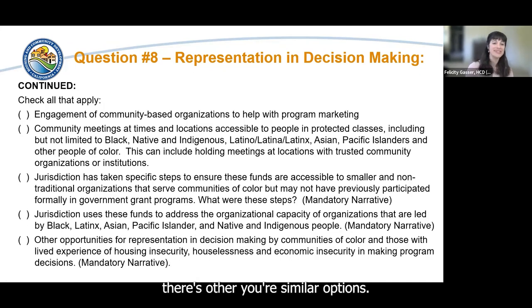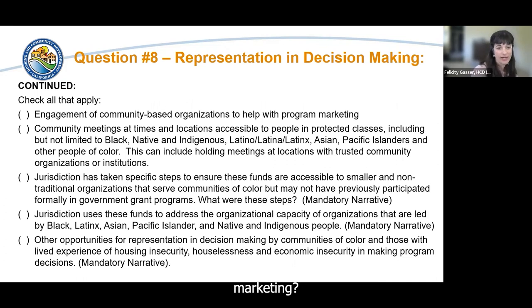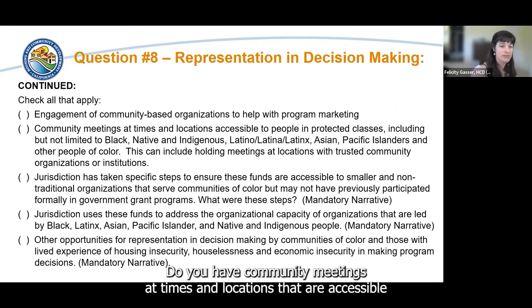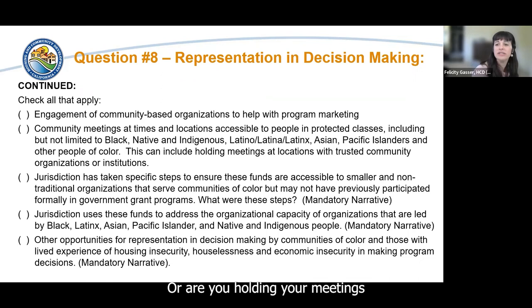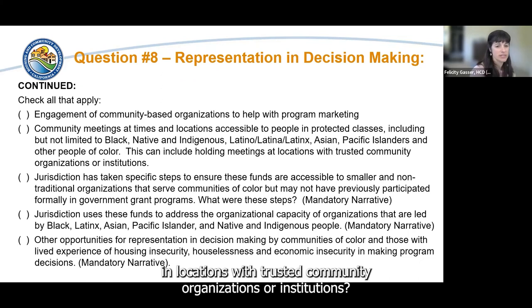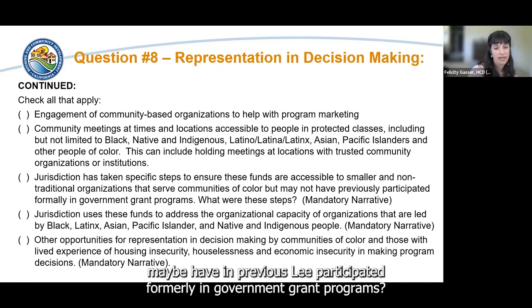Here's some more options. Are you engaging community-based organizations to help with your program marketing? Do you have community meetings at times and locations that are accessible to community members who might not otherwise be able to attend? Are you holding your meetings in locations with trusted community organizations or institutions? Have you taken steps to ensure that funds are accessible to smaller and non-traditional organizations that serve communities of color, but maybe haven't previously participated formally in government grant programs?